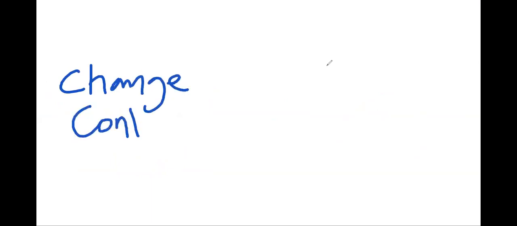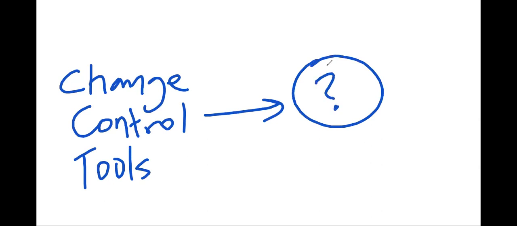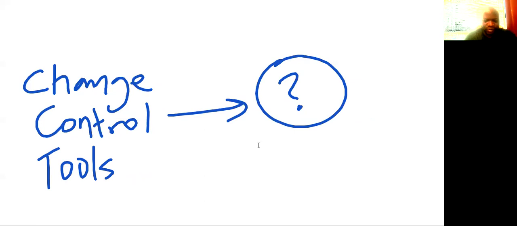Our next one is another UTT, and it is none other than change control tools. Change control tools is a tool and technique of which process? In 5, 4, 3, 2, and 1. Change control tools is a unique tool and technique that is used in perform integrated change control.